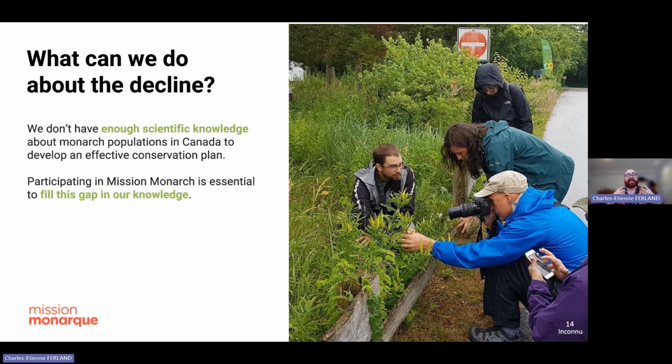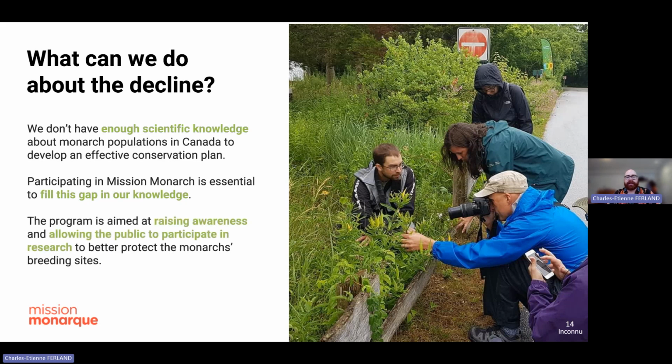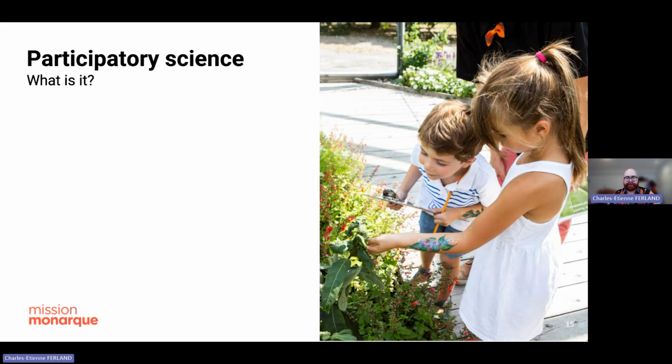plan. So the idea behind Mission Monarch is to harness the power of participatory science in order to fill the gaps in our knowledge. So the idea for the program was to raise awareness by talking to the public about the importance of conservation, but also inviting the public to participate in research so that we can better protect the monarch's breeding sites.